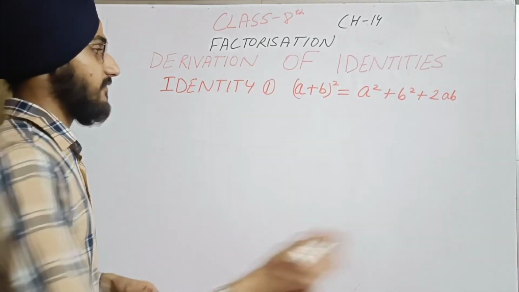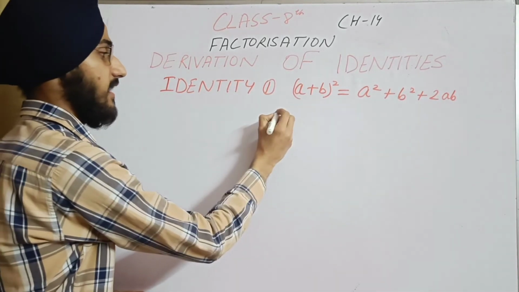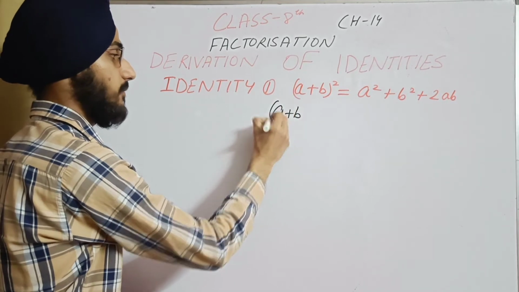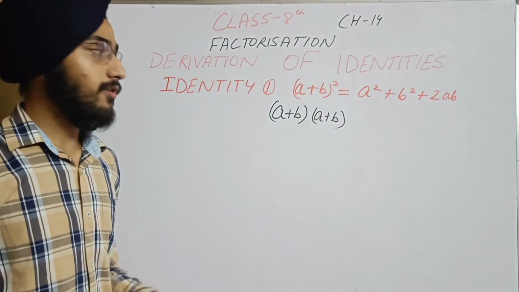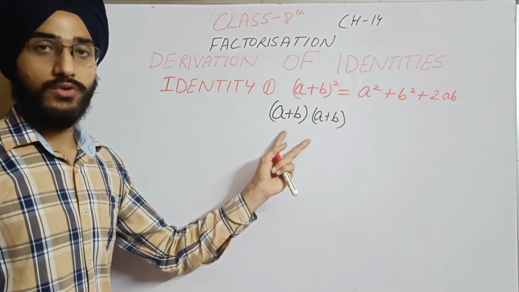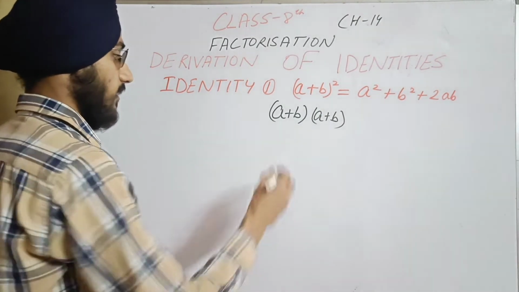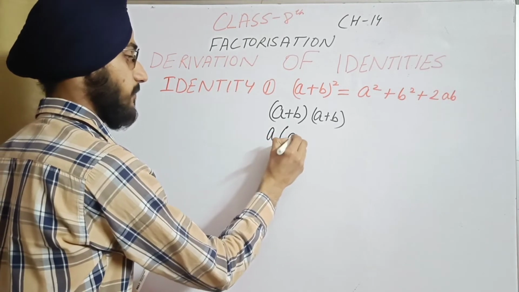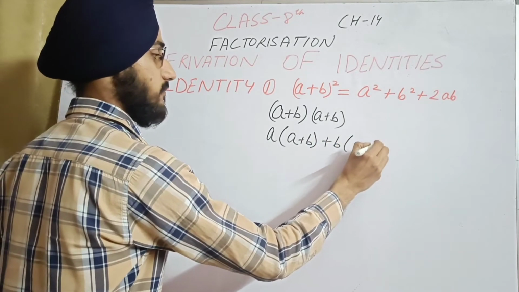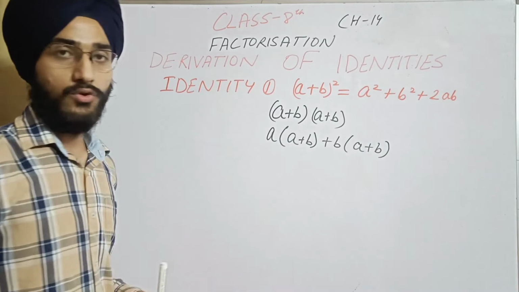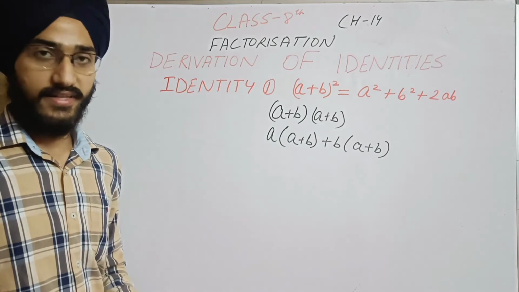So we will start with the left hand side, that is (a plus b) the whole square. We know that we can rewrite this as (a plus b) bracket close, (a plus b) bracket close. As we know that power of 2 means we will write the same thing 2 times. So by the distribution law we can derive this as a (a plus b) plus b (a plus b). So we will multiply this side of the identity and we will come up with the right side of the identity.